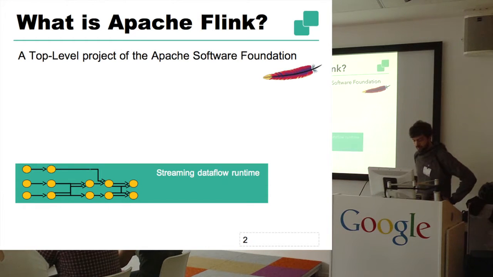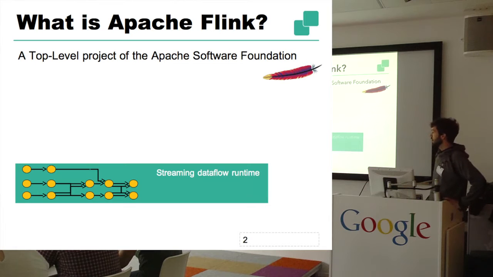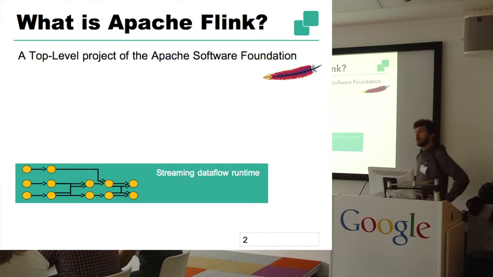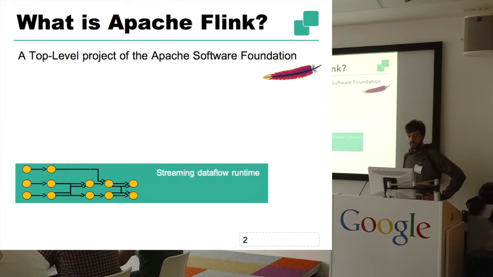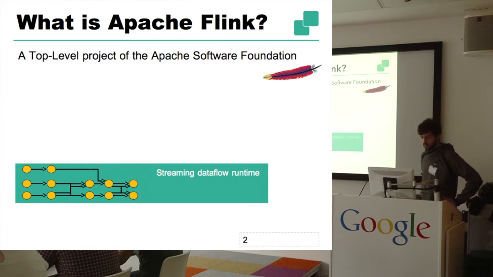And the most important thing of Flink, I think, is its streaming data flow runtime, which actually interprets every program you write, no matter if it's a batch program or a stream program, as a data flow graph, and basically streams all the data constantly, which is quite different from other solutions out there.